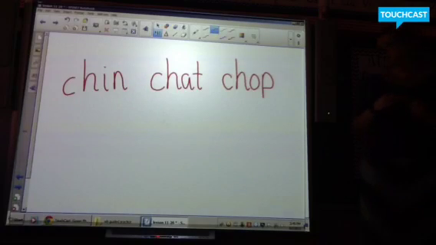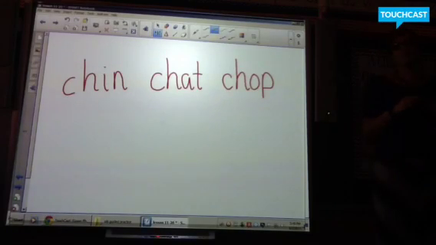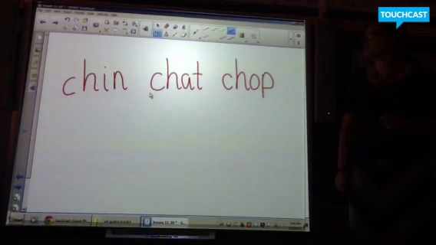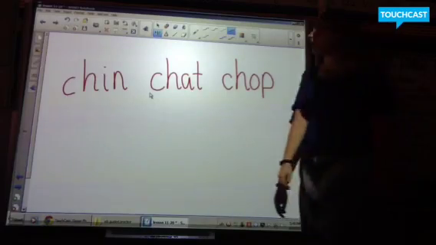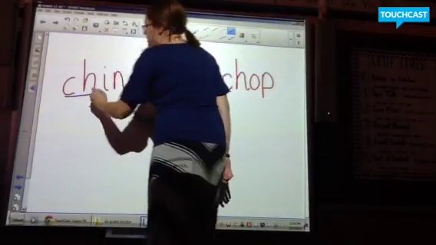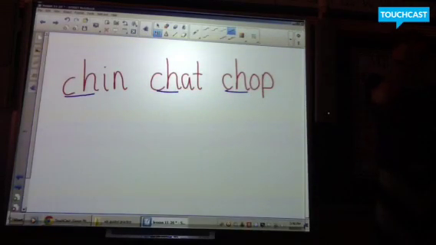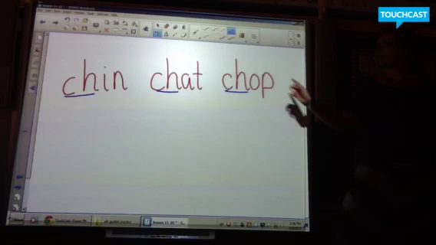So, how do we code digraphs? We underline them. Oh, I put those way too high. I did this yesterday too. All right, so we underline the CH in all of these words. Then, what kind of digraph is CH? Is that a vowel digraph or a consonant digraph? Consonant, good. How do you know that? Because they're both consonants. Yes, very good.